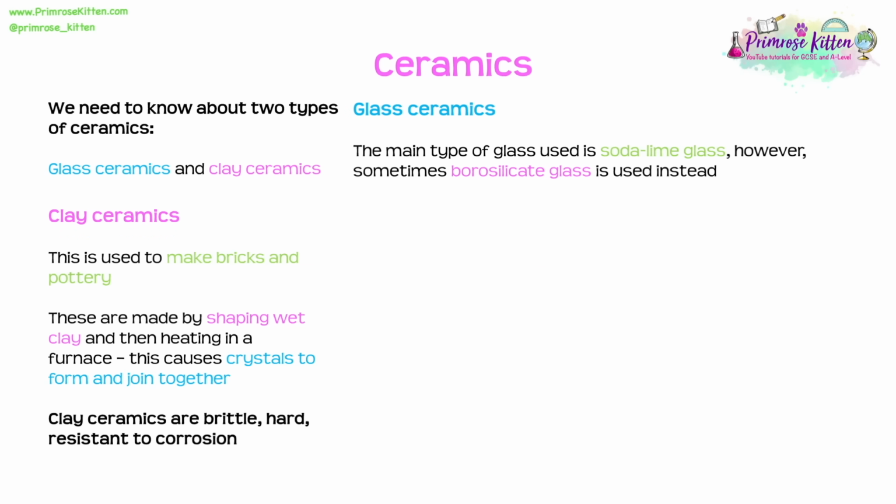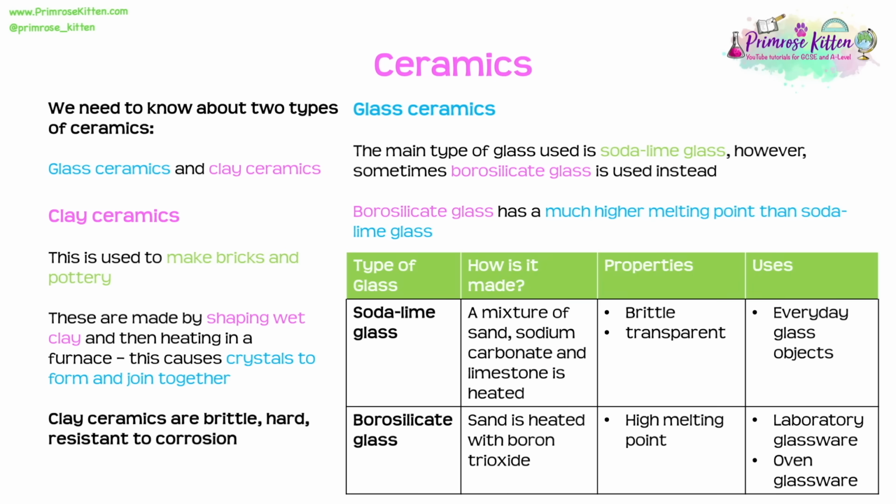So now let's think about glass ceramics. The main type of glass used is soda-lime glass. However, sometimes borosilicate glass is used instead. They have different uses. These different uses come from the fact that borosilicate glass has a much higher melting point than soda-lime glass. That means that we might want to use borosilicate glass for certain purposes, where it's going to get hot. Examples of this include laboratory glassware and oven glassware, whereas soda-lime glass we're just going to use for everyday glass objects like the glasses that we drink out of.